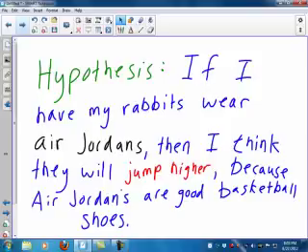So on this screen, this is what I came up with. If I have my rabbits wear Nike Air Jordans, then I think they will jump higher, because Air Jordans are really good basketball shoes. So that's my hypothesis, and we'll go back to that to kind of pick out the parts of it. But that's what I came up with.